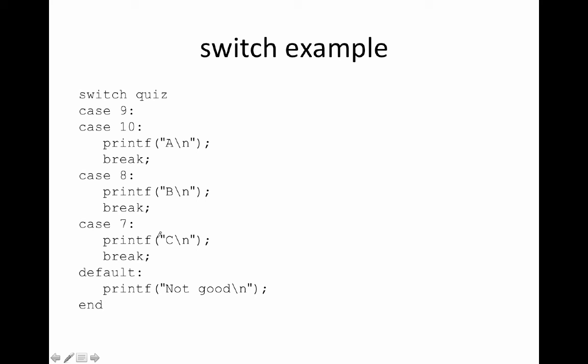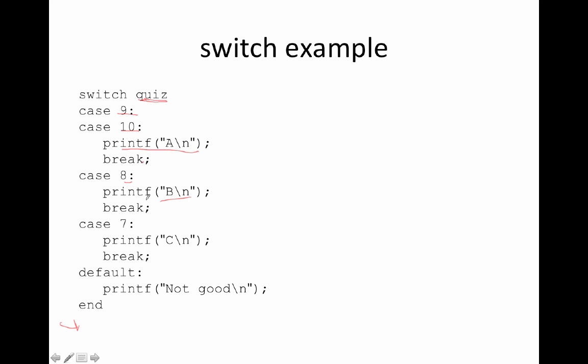Let's take a look at an example of the switch. So let's say we have a variable quiz. We're going to do a switch based on the value of quiz. So we have different case labels, 9, 10, 8, 7, etc. So if the value of quiz is equal to 9 or 10, which we specify by having two separate case labels, then the action is to print A and the break gets us out so we don't continue executing all of the other actions. Instead, if the value of quiz is equal to 8, we're going to print B and break out so we don't do any other action.